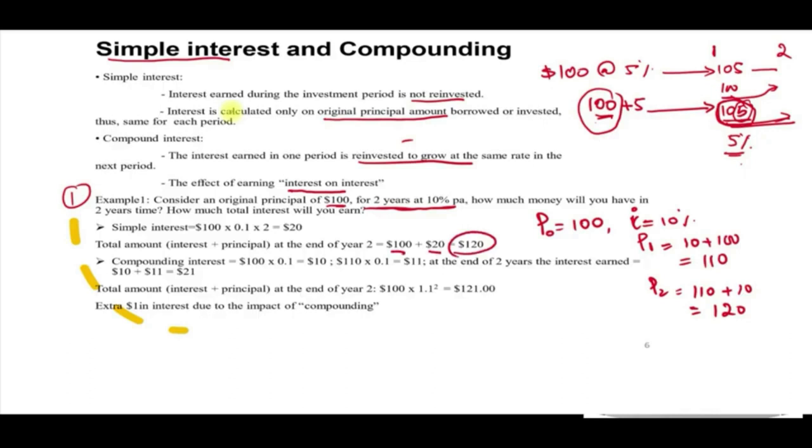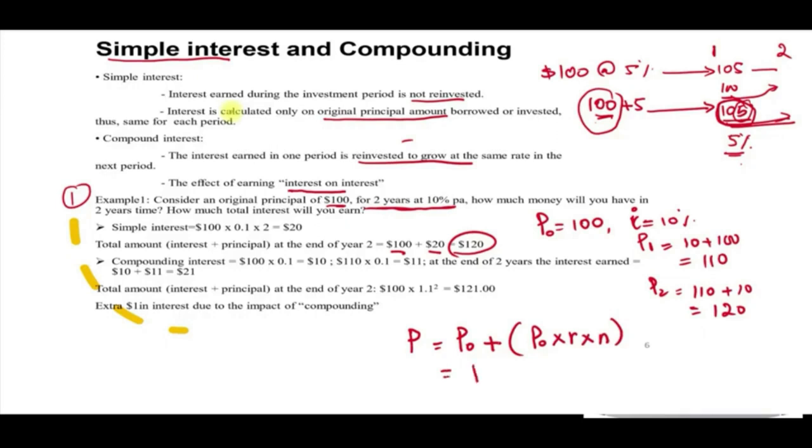So for simple interest I can write it like this. The amount would be equal to P naught plus P naught into R into N.